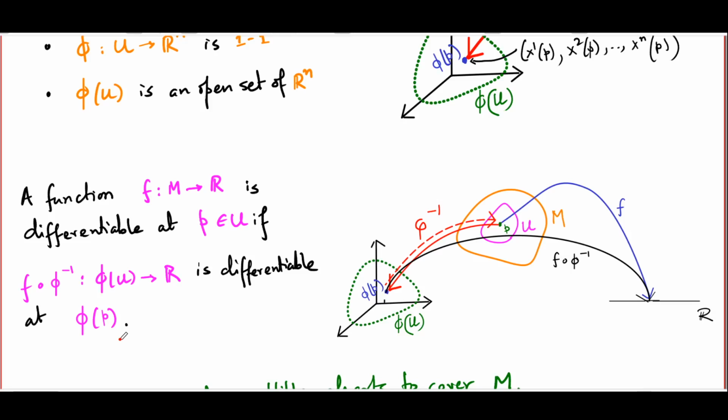In fact, if the function f composite phi inverse, which we will call the proxy function, is differentiable of class C^k at phi of P, then f is differentiable of class C^k at P. That's the definition.